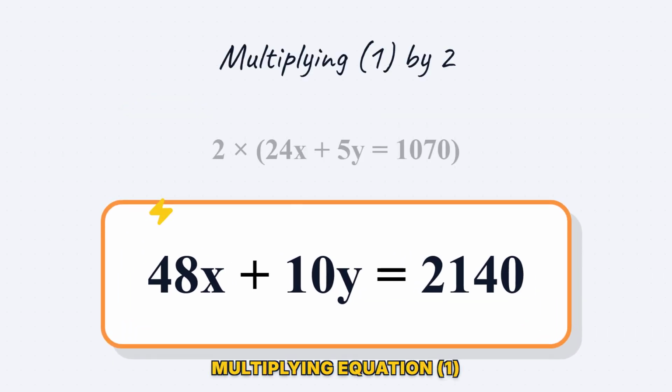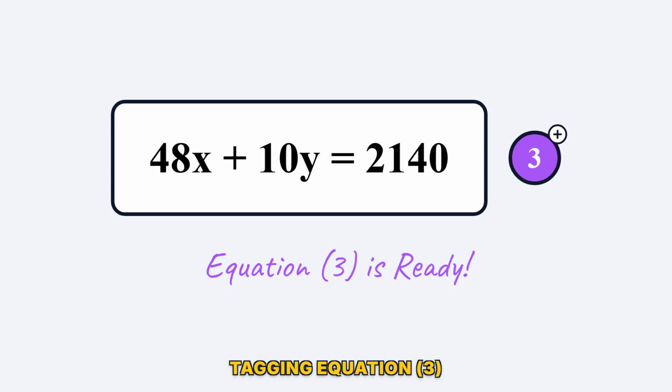Let's execute the plan. Multiply equation 1 by 2. Every single term on this line gets doubled. 2 times 24x is 48x, plus 2 times 5y is 10y, equals 2 times 1070 is 2140. Because this is a brand new, scaled-up equation, we give it a fresh identity and label it equation 3. Now we are ready to perform our elimination.